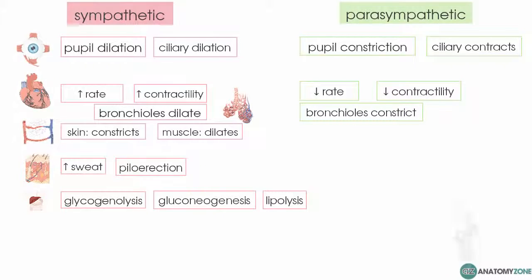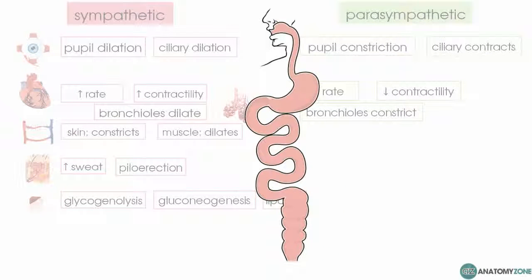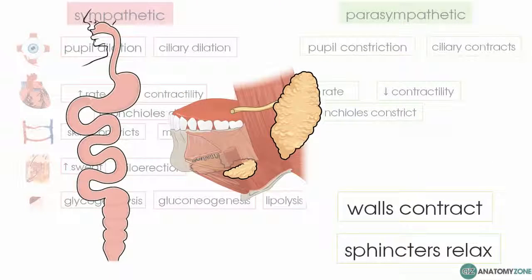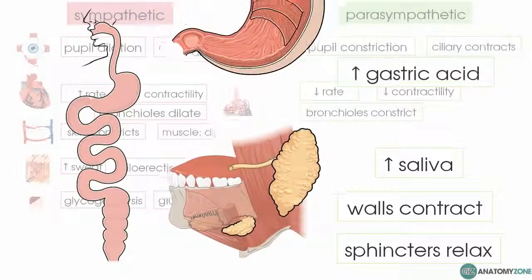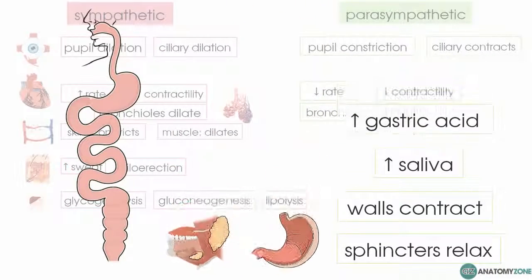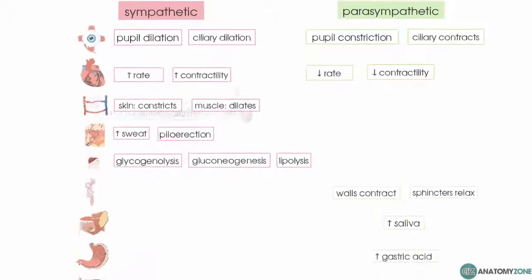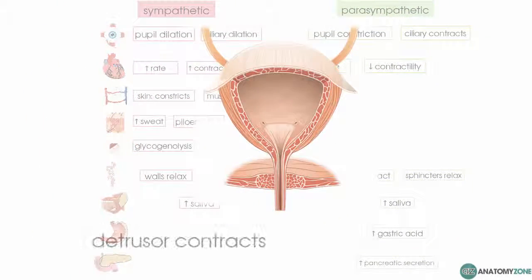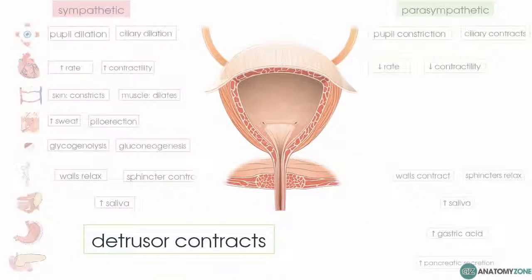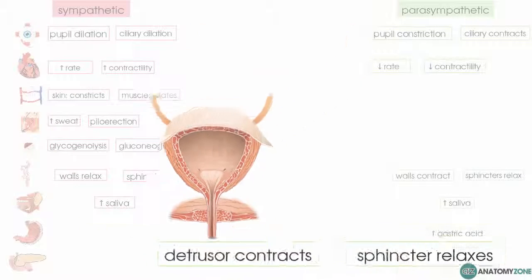In terms of the GI tract, it causes the smooth muscle walls of the digestive tract to contract and it causes the sphincters to relax. You get increased saliva secretion, increased gastric acid secretion and increased pancreatic secretions. In terms of the bladder, you get detrusor muscle contraction and relaxation of the sphincter.